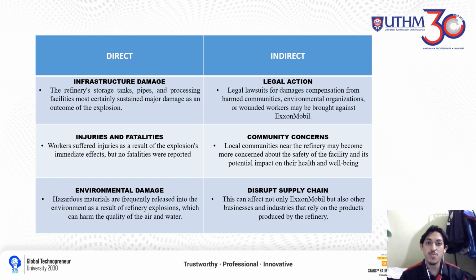The third is environmental damage, where hazardous material is frequently released into the air as a result of the refinery explosion. For the indirect consequences, first, legal action may be brought against ExxonMobil because of harm to communities, environmental organizations, or wounded workers.